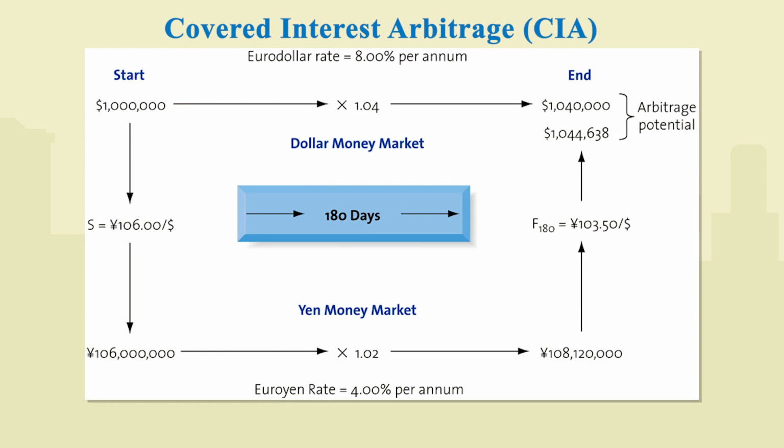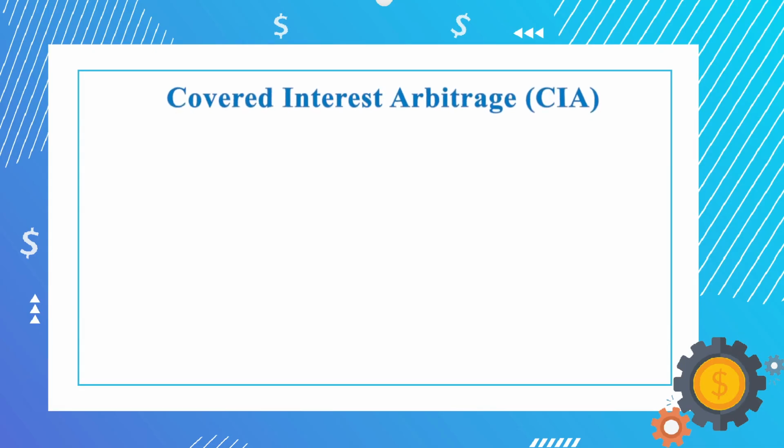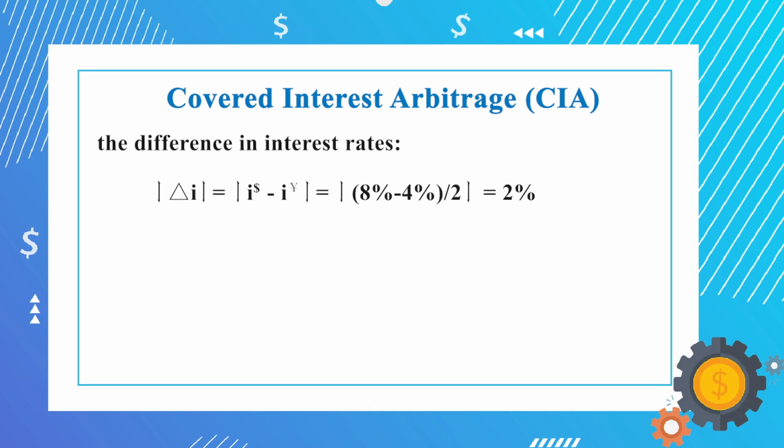Here is another example of covered interest rate arbitrage. Observe the picture and get the information of interest rates, spot rate and forward rate. With the information shown in the above picture, we can do the calculation. We need to calculate the difference in interest rates. The absolute value of delta I equals the absolute value of interest rate of dollar minus interest rate of Japanese yen, equals the absolute value of 8% minus 4% over 2, equals 2%.